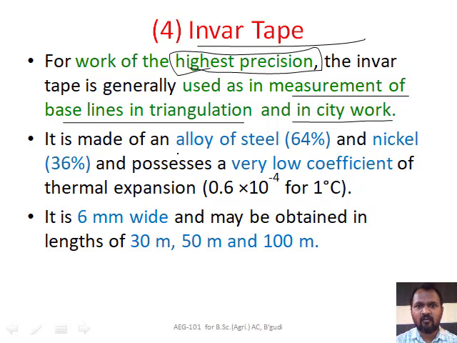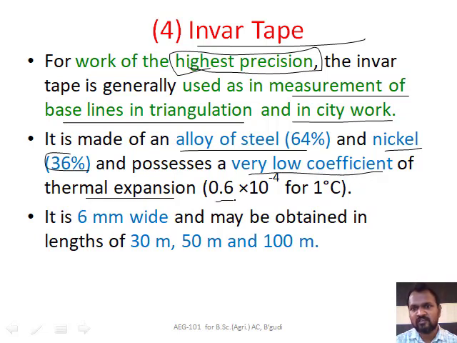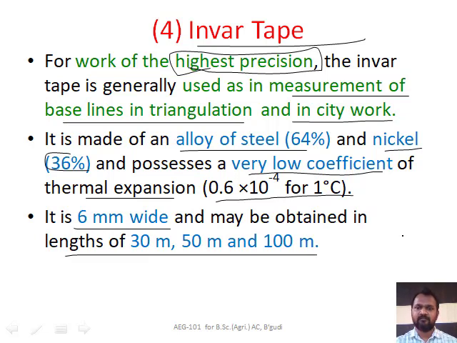These are made up of alloy steel and nickel, that is 64% steel alloy and 36% nickel, and it possesses a very low coefficient of thermal expansion, that is 0.6 × 10^-4 per 1 degree Celsius. It has a 6 mm width and is available in lengths of 30 meter, 50 meter and 100 meter.